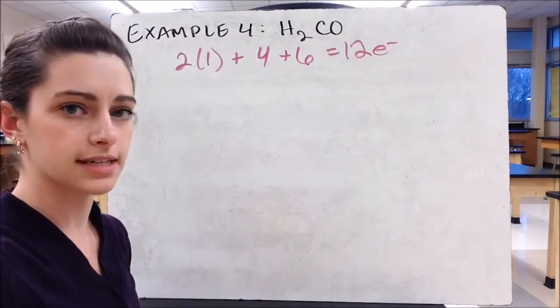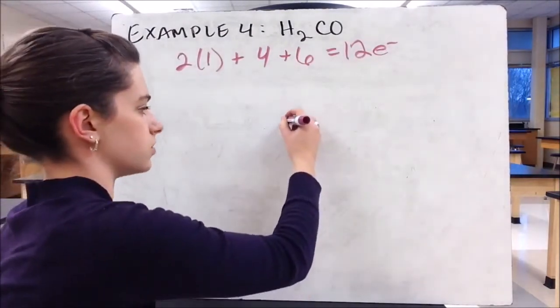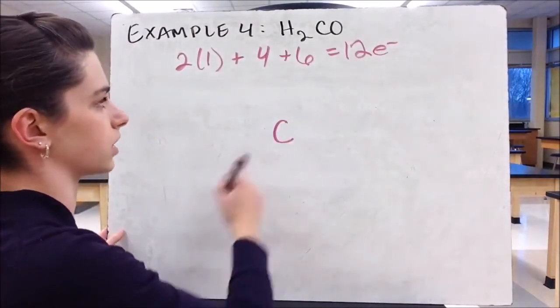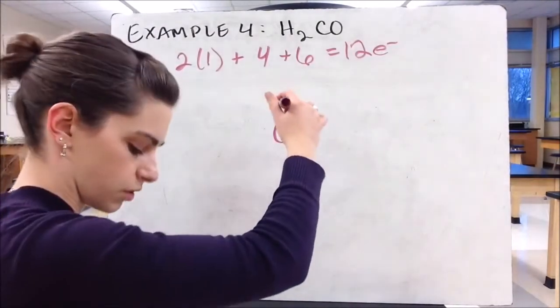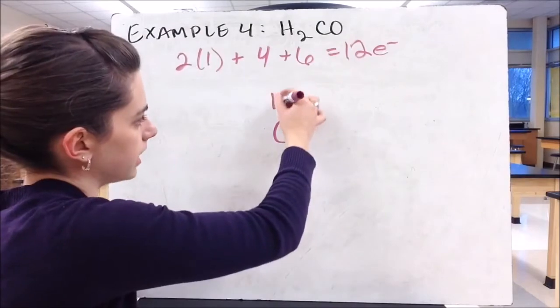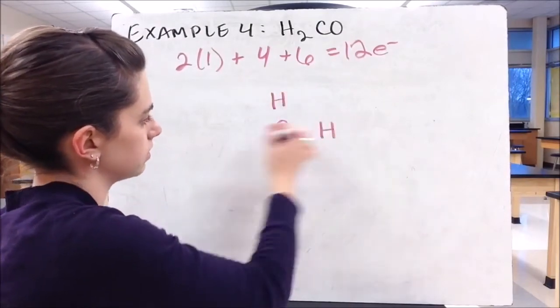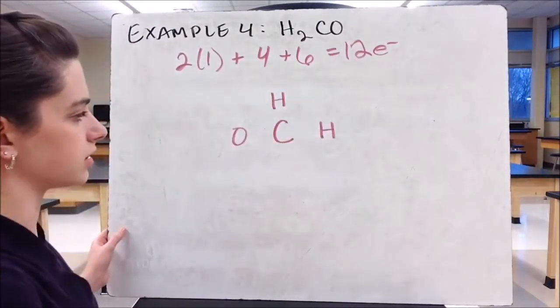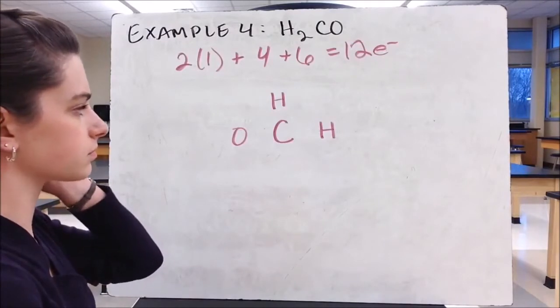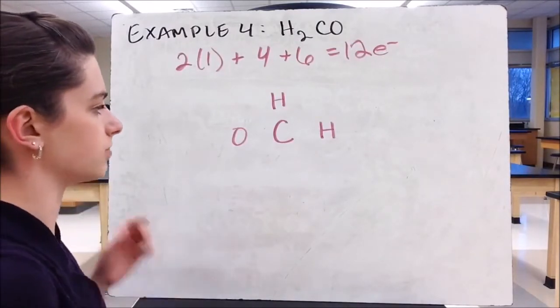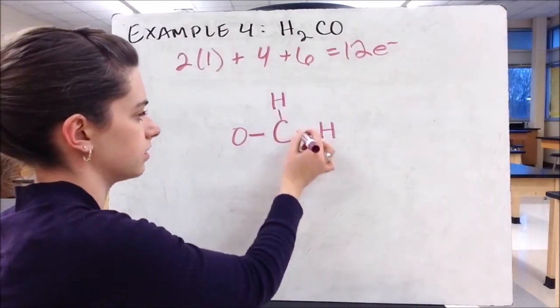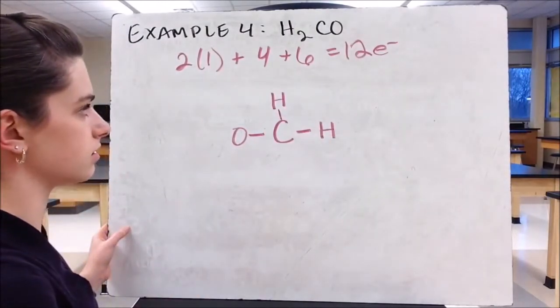Carbon is going to be my central atom, because carbon is usually the central atom. So we'll put carbon in the middle, and we'll put hydrogens and an oxygen around the outside. Okay, so now I've arranged them. I'm going to connect everything with single bonds.